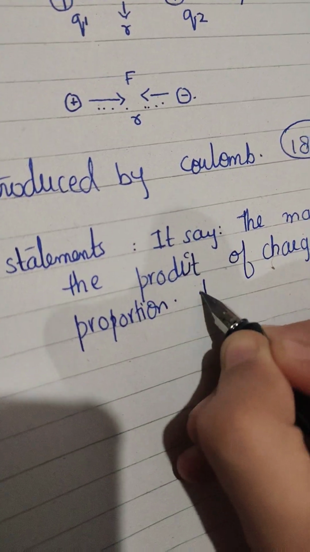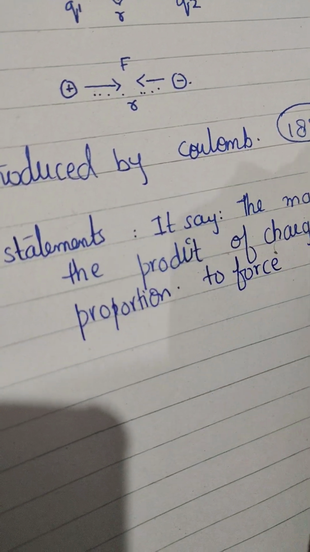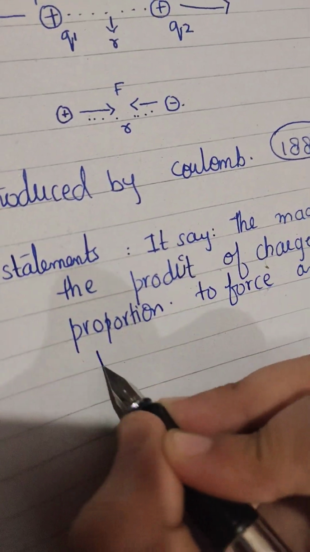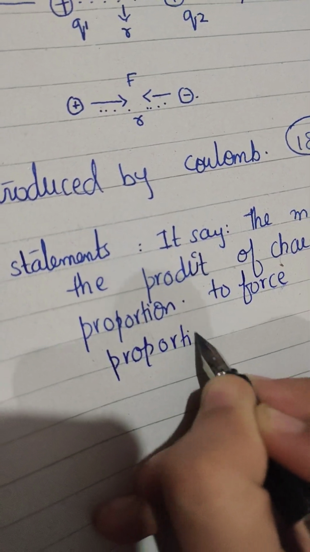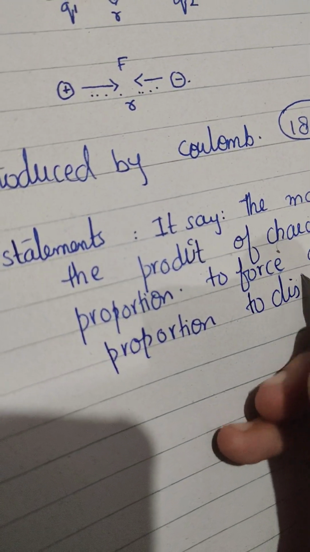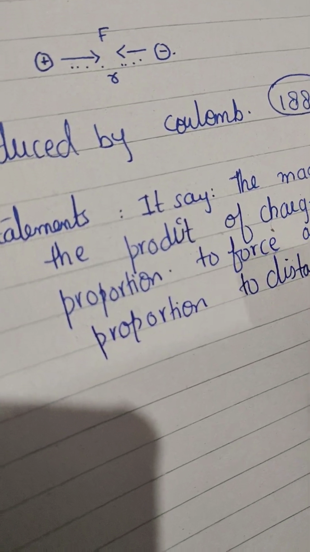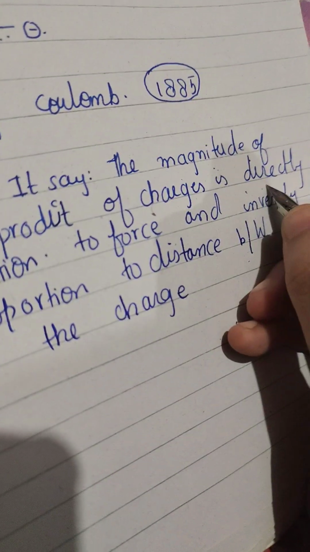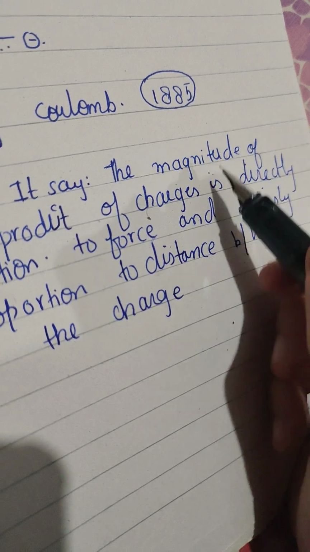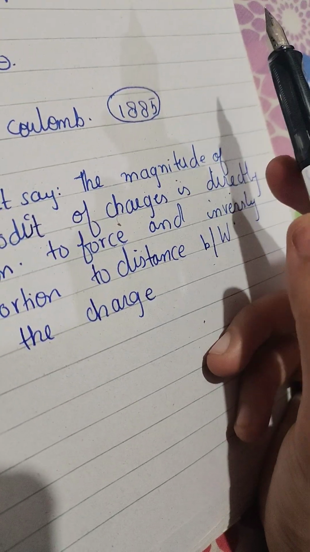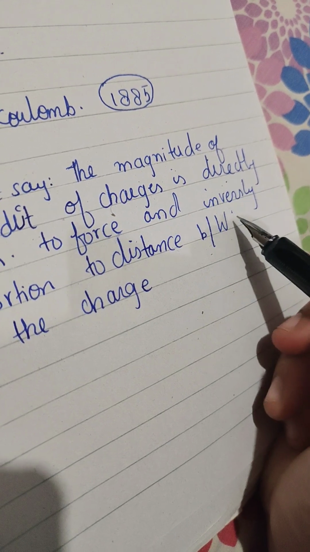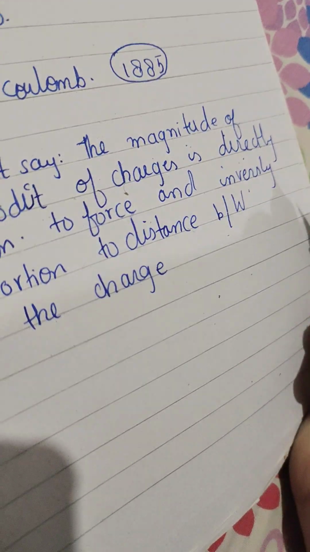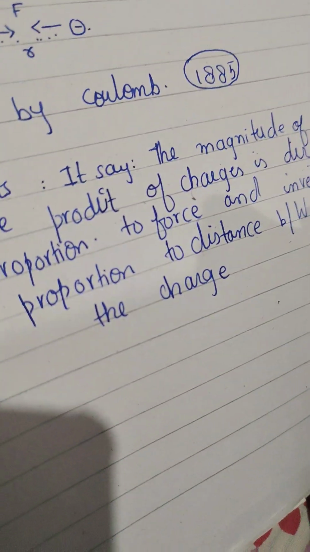to the force and inversely proportional to the distance between the charges. There are two types of proportionality, directly and inversely. Directly means when we increase one thing, the other thing will obviously increase. That is a direct relation. In an inverse relation, if we increase the first thing, the other thing will obviously decrease. That is what direct and inverse relations look like.